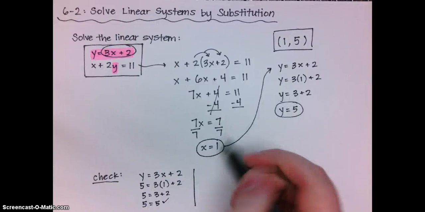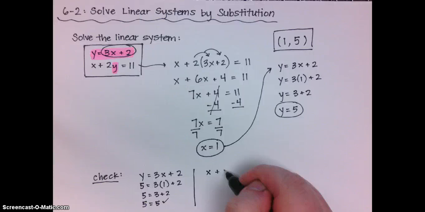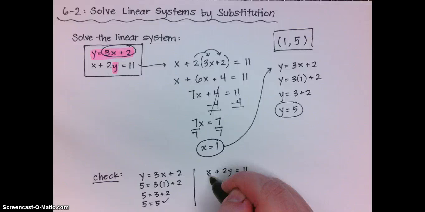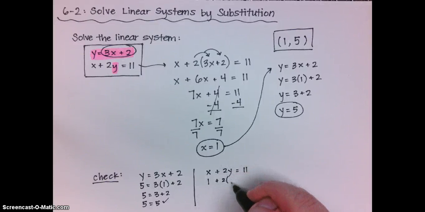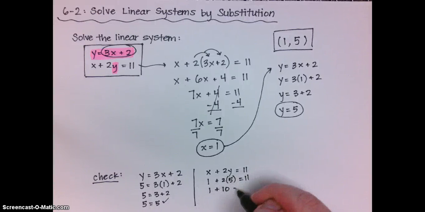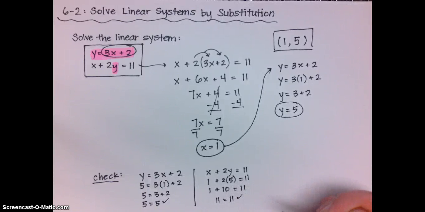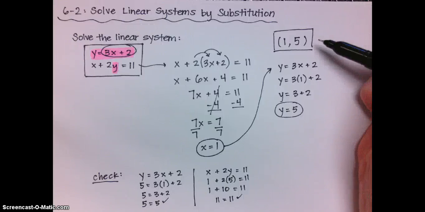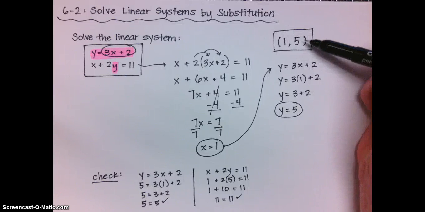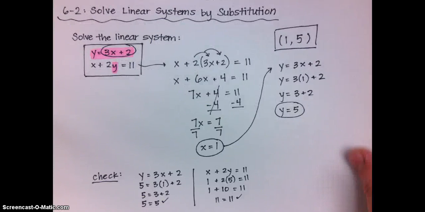Let's just double check to make sure that it's good for the second one as well. The second equation was x plus 2y is equal to 11. We're going to plug them in. The x is 1 plus 2 times the y is 5 is equal to 11. This is the same as 1 plus 10, and that in fact is 11 as well. So I was very successful in finding my first solution for solving these linear systems just by doing some substitution. All right, I found my final solution was the coordinate 1, 5. So let's look at another one.